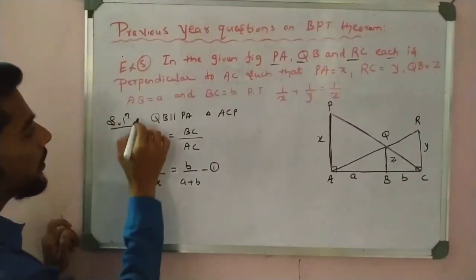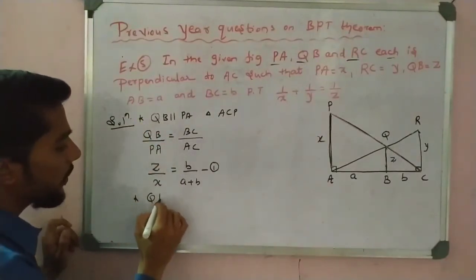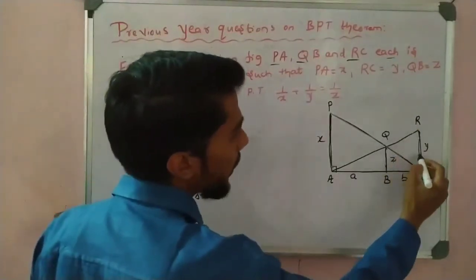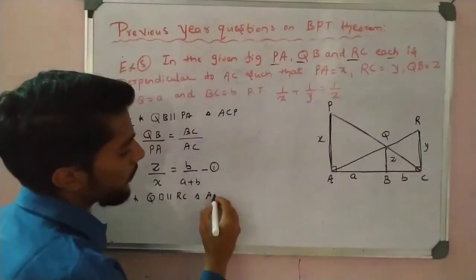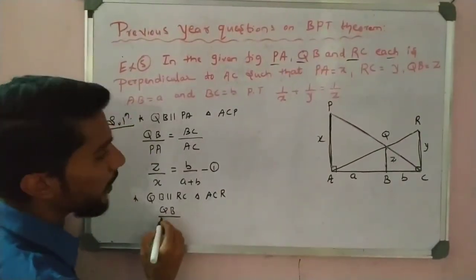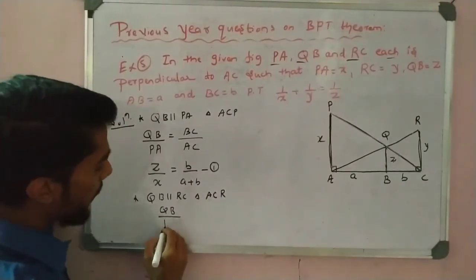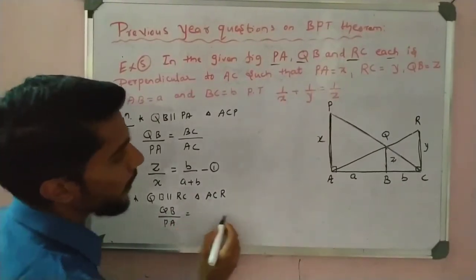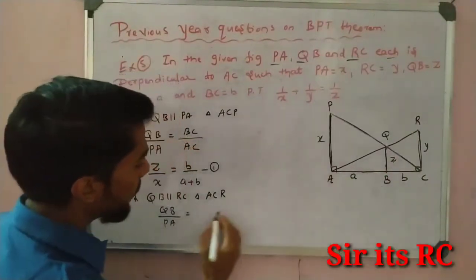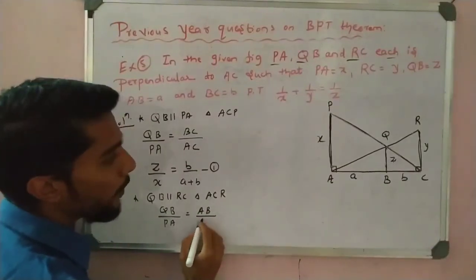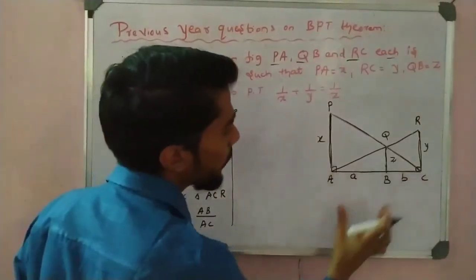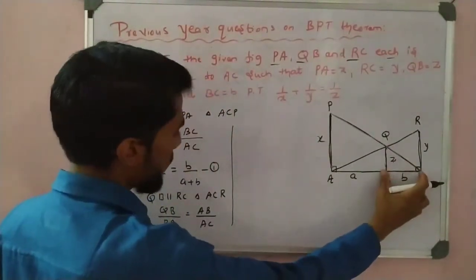Now to take another one, that is the second case. QB is parallel to RC. So in that condition, what is the triangle? This triangle. Okay, that is ACR. Okay, so that is again QB common, QB divided by PA is equal to, here I take this side. So it is AB. Okay, AB divided by AC, AB divided by AC, right? This is top because I take this AB divided by AC.